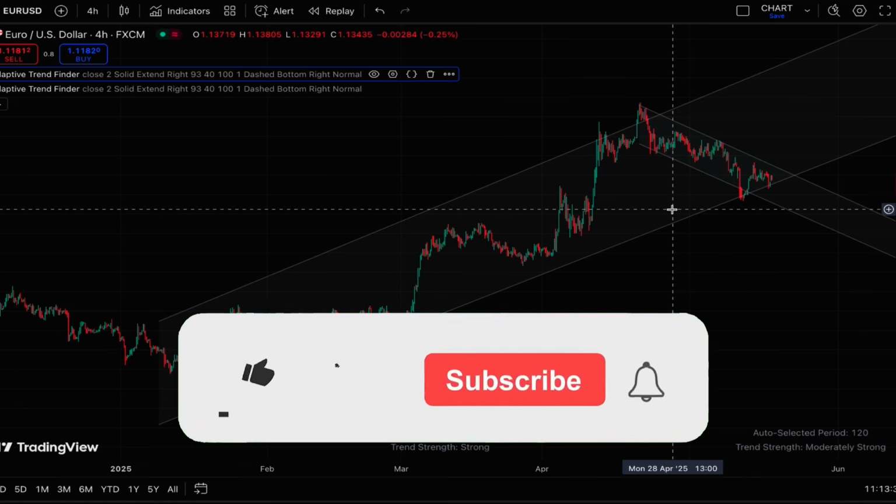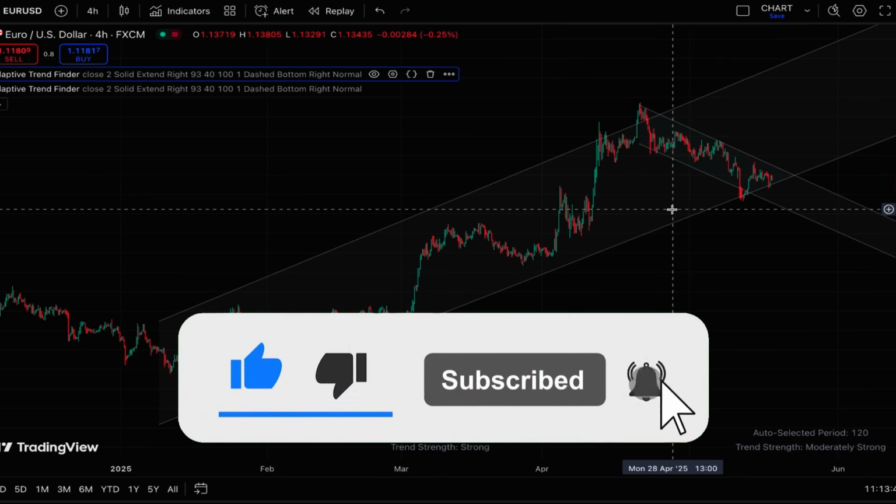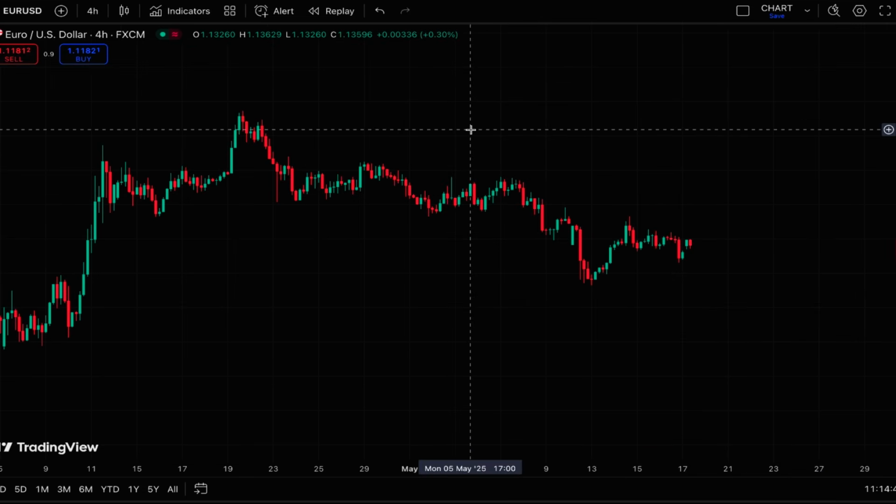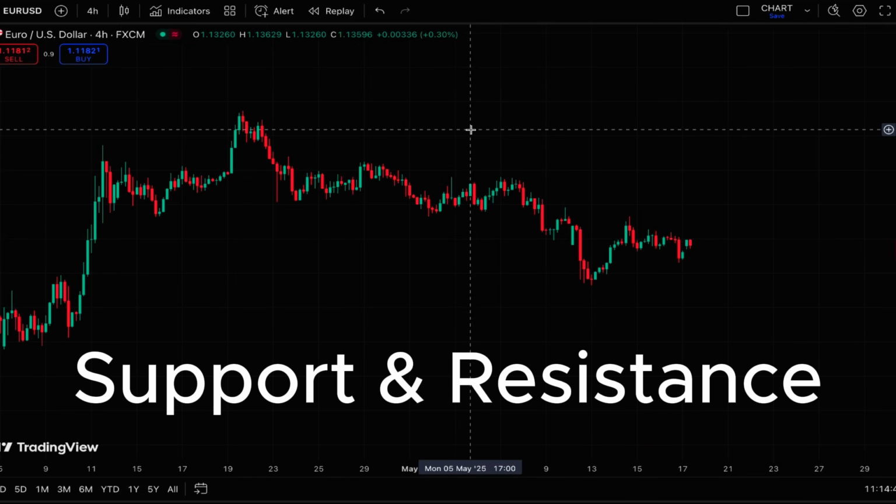This indicator is also one of the best and most accurate trend indicators on TradingView that can effectively help you with trend channels both for the short-term and long-term trends of the market. Alright, the next indicator is related to support and resistance.